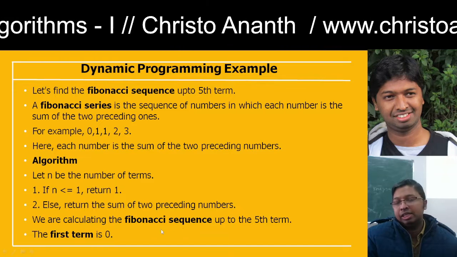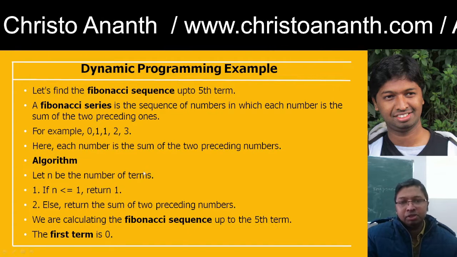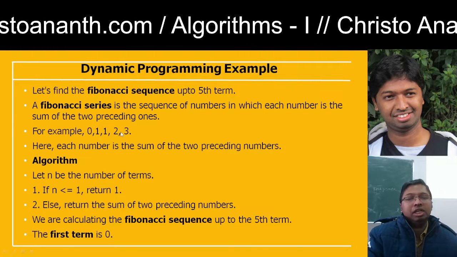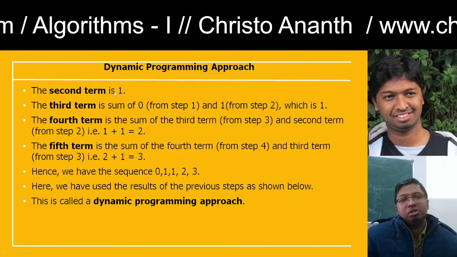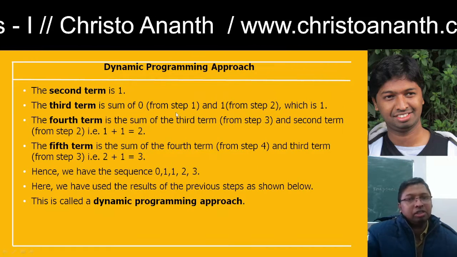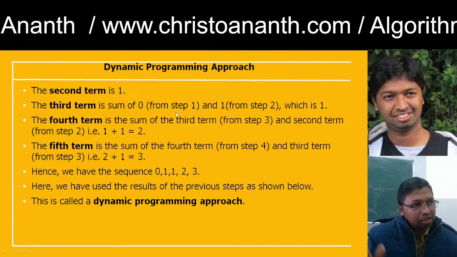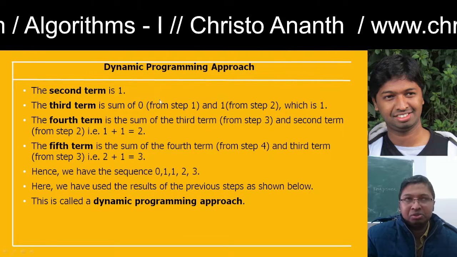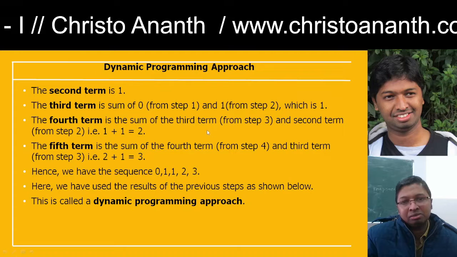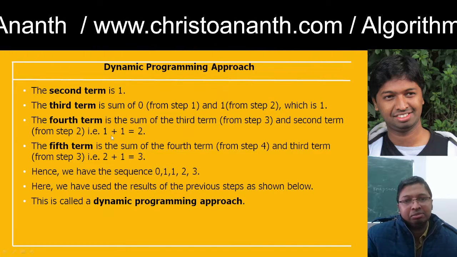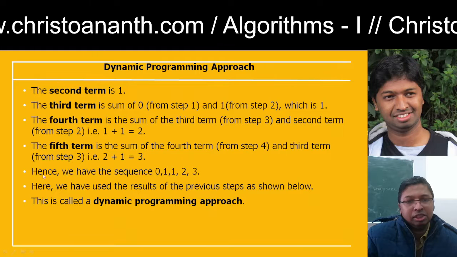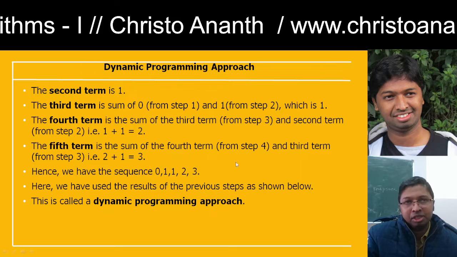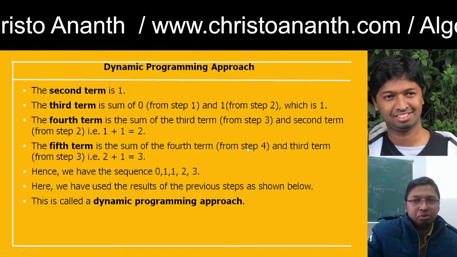We are calculating this Fibonacci sequence up to the fifth term. So this is 1, 2, 3, 4, 5. First, you have to initialize it to 0. The second term, you know, is 1. The third one is the addition of the previous two numbers. Similarly, the fourth number is the third term and the second term added. The fifth term, of course, is the fourth and third. That is how you get the sequence. This is how you solve the Fibonacci series with the dynamic programming approach.